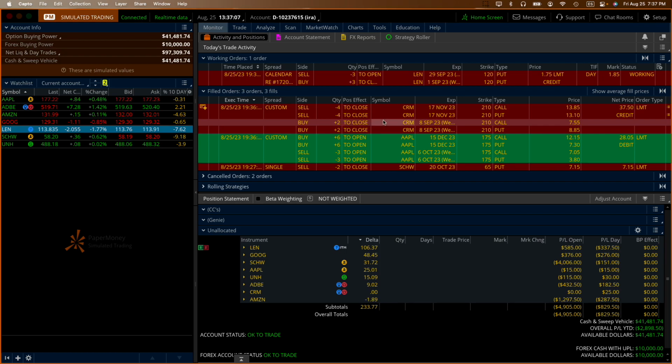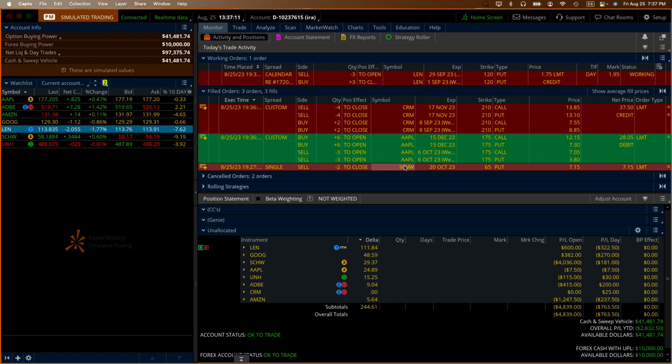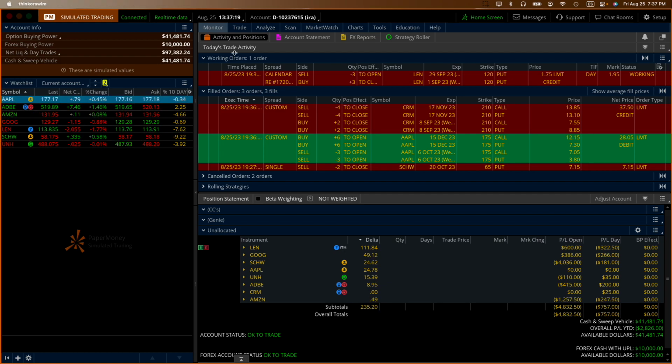I am closing this trade. I am creating this new trade. I have adjusted this trade and I'm looking to adjust this one too. And then the others I am leaving alone. So let's start with the Apple.